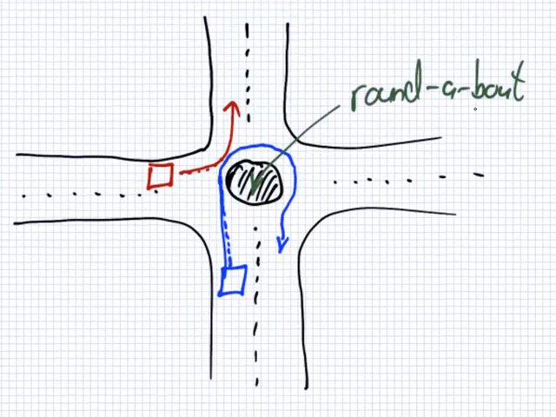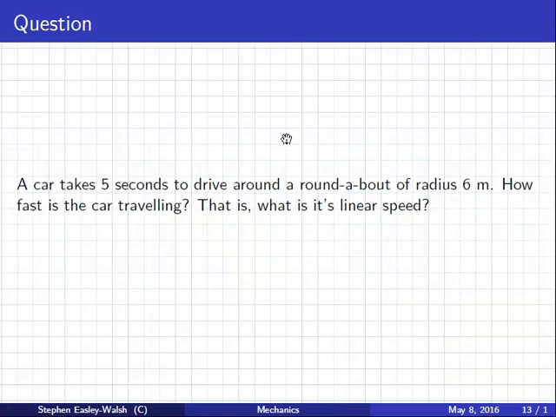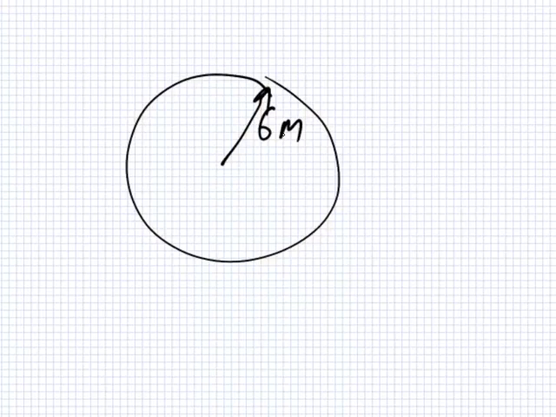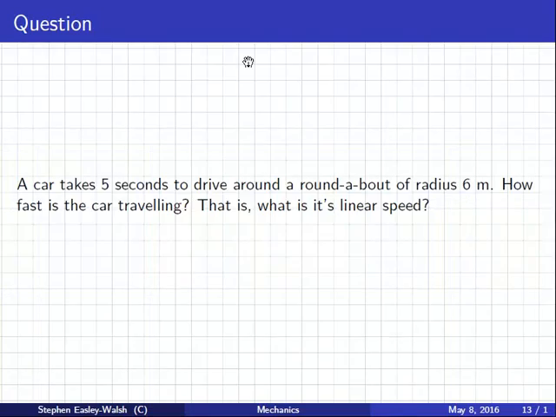Now, it takes 5 seconds and the radius is 6. So the driver is going around a roundabout and the radius is, sorry, 6 meters. And it takes 5 seconds. And it goes around in 5 seconds. And my question is, what is the v?